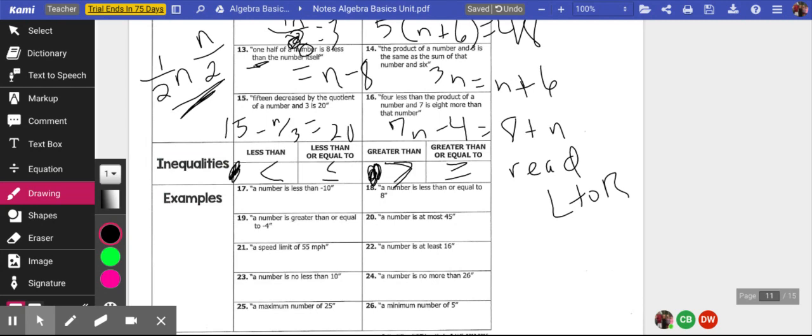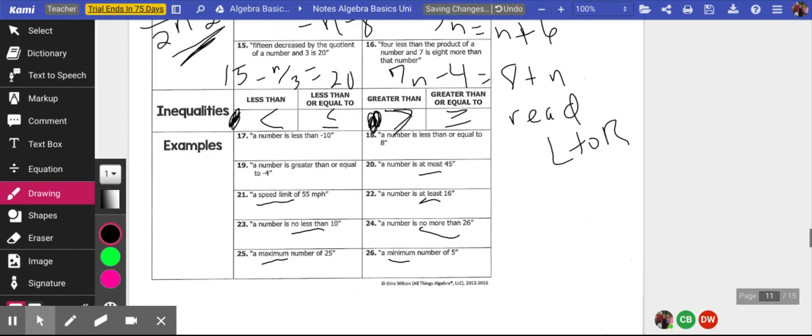But we need to think about what at most is. Speed limit, think about that. At least, no less than, no more than, maximum, and minimum. So I want you to go ahead and think about those and try them. Think about last year what those words meant.